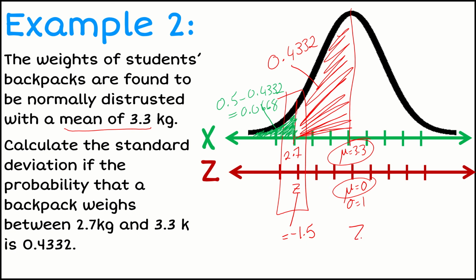So in that formula, which we're going to use in a moment, Z equals X minus the mean over the standard deviation, we now know what the Z value is. We know what our equivalent X value is, 2.7. We know what our mean is, 3.3, but we don't know what the standard deviation is. But we've got now enough information to be able to solve that. So that's what we are now going to do.